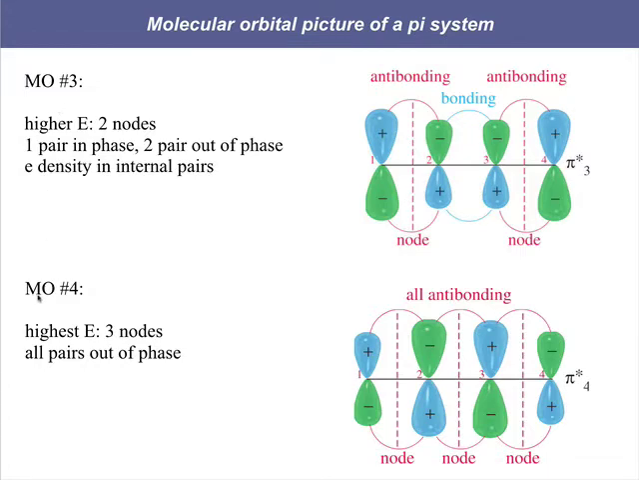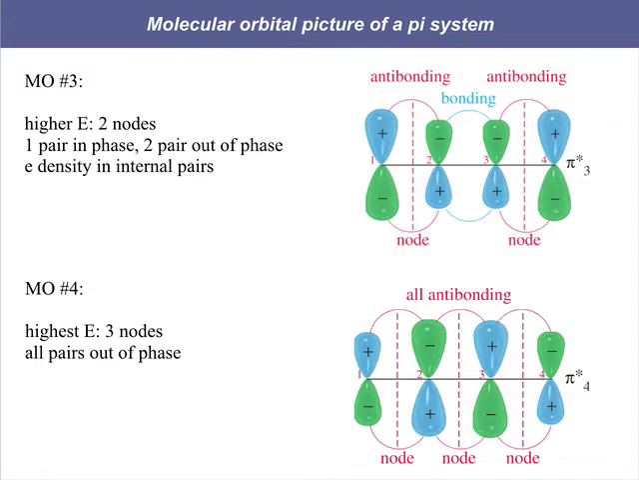Molecular orbital number 4 should have 3 nodes. So the only way that you can have 3 nodes is to have anti-bonding interactions between all pairs. So no bonding between 1 and 2, out of phase. No bonding between 2 and 3, out of phase. And then no bonding between 3 and 4, out of phase. So all of our pairs are out of phase.